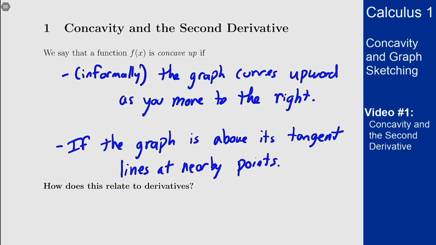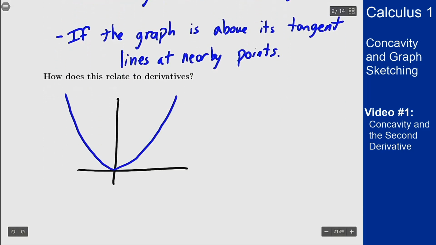So in terms of a picture, this looks something like this. I have a parabola like that, and I take some tangent line at a point here. The graph of the function is always above that tangent line. The tangent line's down here, and the function sits above it at those points.